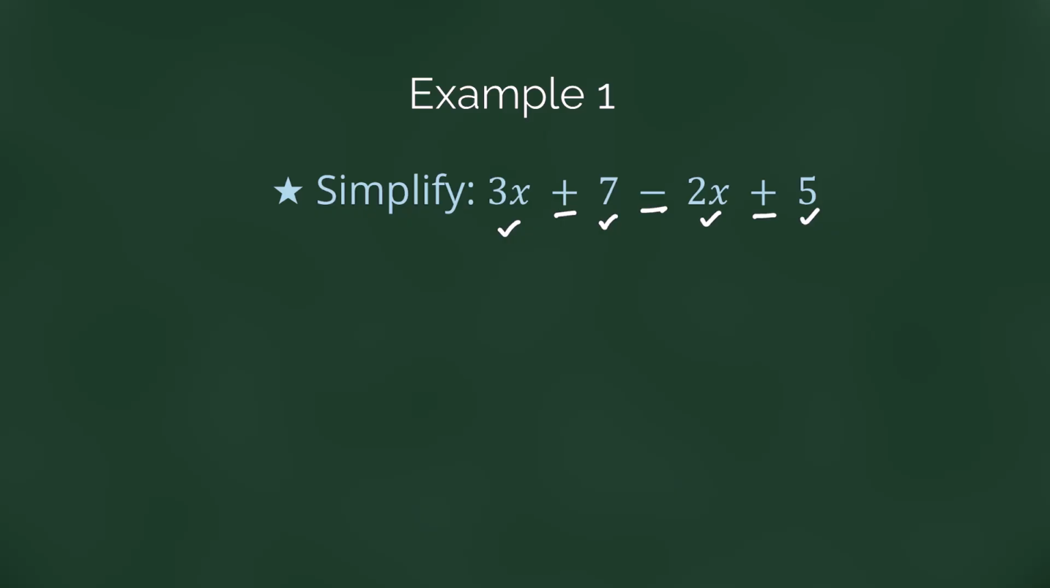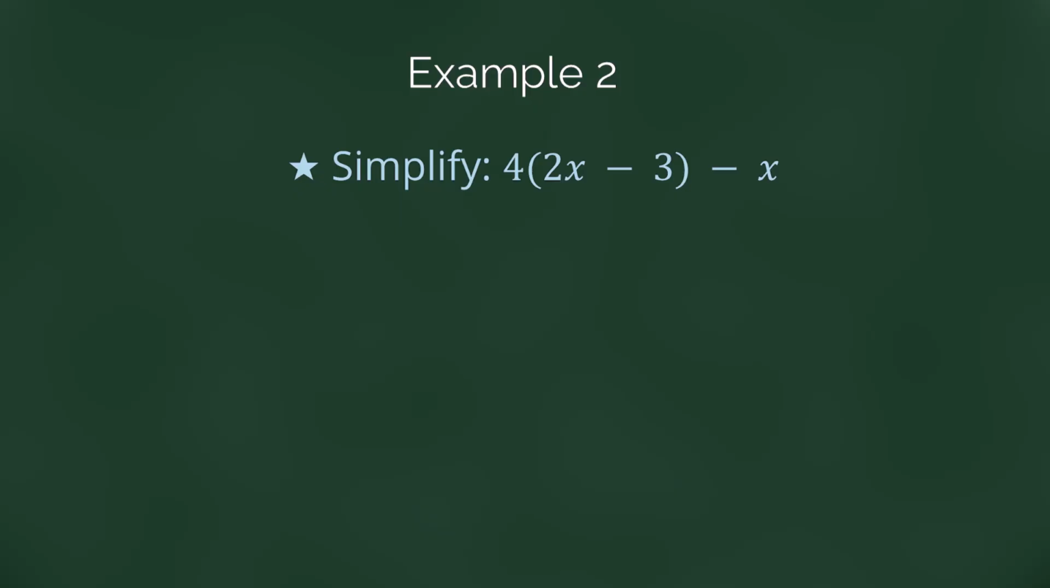The like terms are the ones that have the same variable raised to the same power. So since we have a 3x here, that is going to be like this term, negative 2x there, and we can combine those. Similarly, 7 and 5 are like terms because they don't have any variables at all. So this expression is going to be equal to what we get when we combine 3x minus 2x, which is x, and 7 and 5, which makes 12.